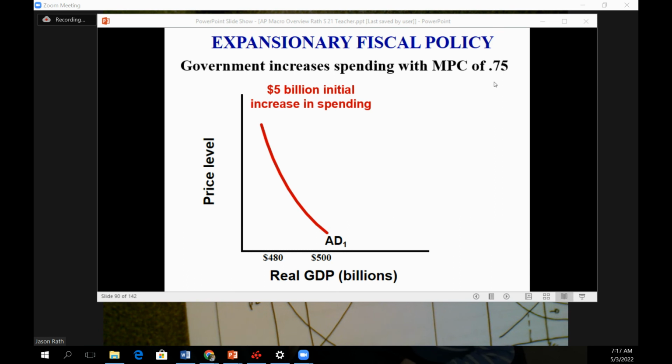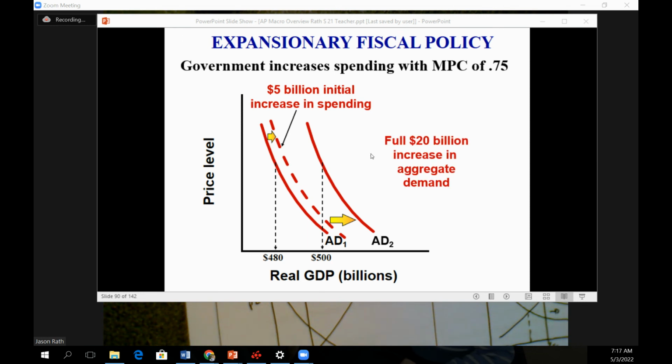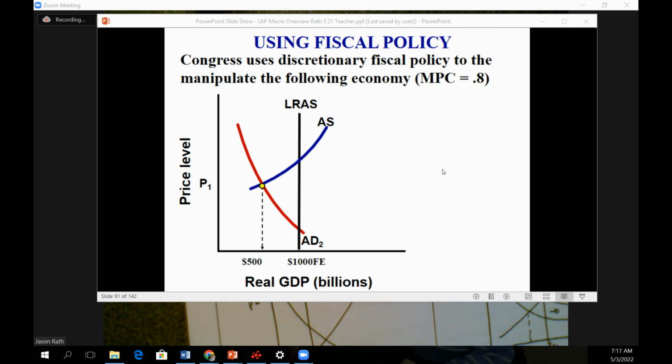The marginal propensity to consume is 0.75, and we have $5 billion initial spending increase. Where would it go? Again, the full 20 billion increase in aggregate demand would be a little bit different. So here, marginal propensity to consume is 0.8. So what would it be to fill the gap? What do we need to do?